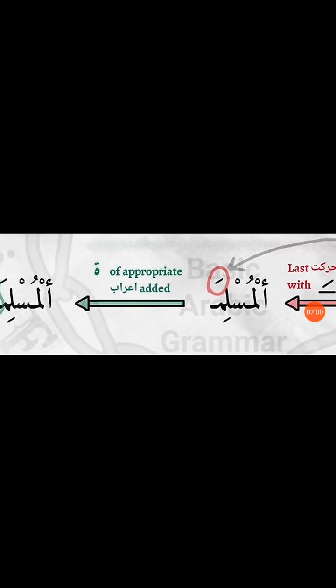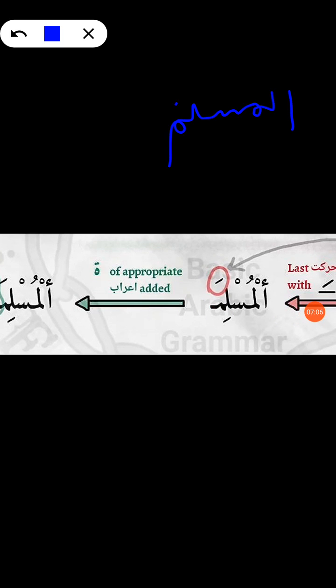So let me give you a couple more examples. For example, if you have the word al-Muslima in nasb form, okay, al-Muslima.